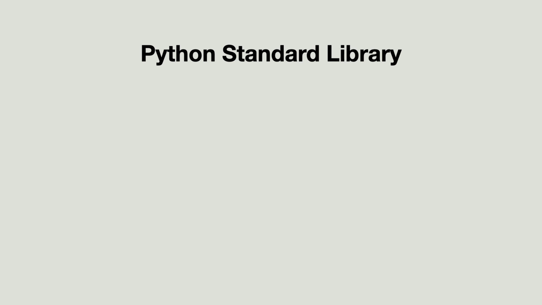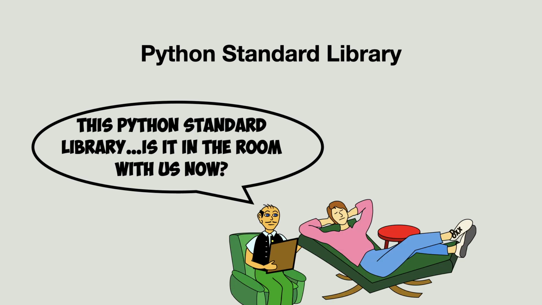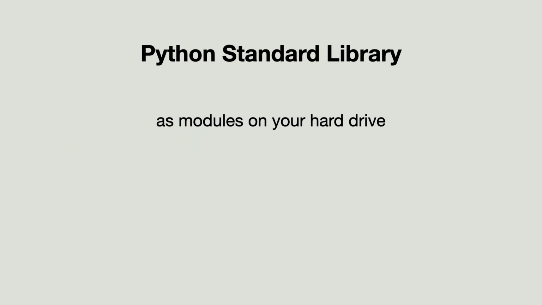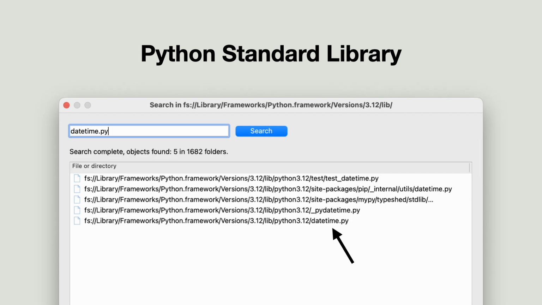When Python is installed, you get access to the Python standard library. The standard library contains functionality that programmers can use to write Python programs. But where is this standard library? The Python standard library is stored in 2 places. Parts of it can be found as Python modules on your hard drive. An example of this is the datetime module. You can check this yourself with a file search.